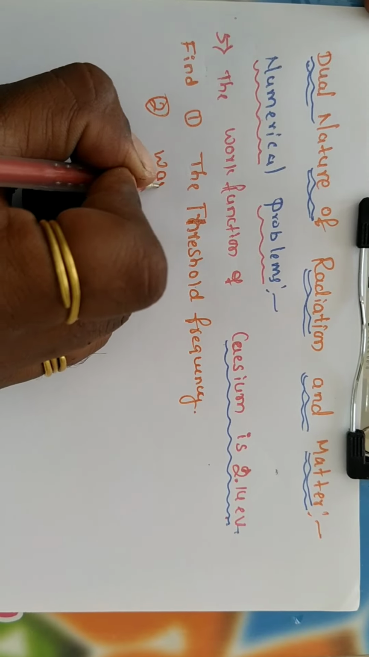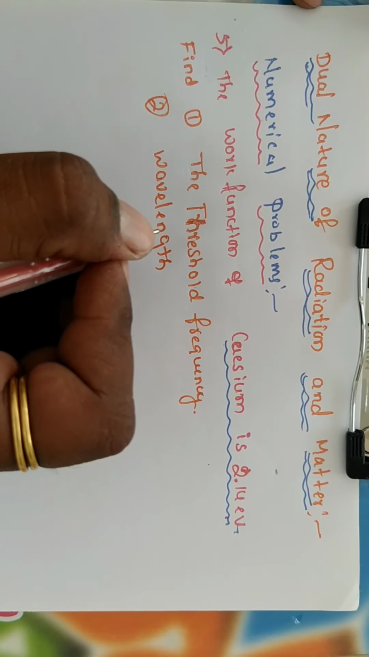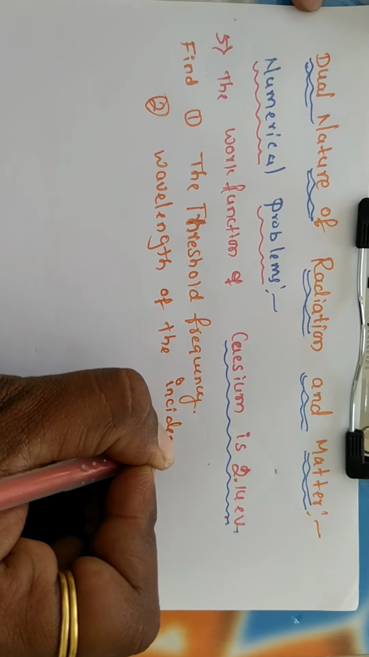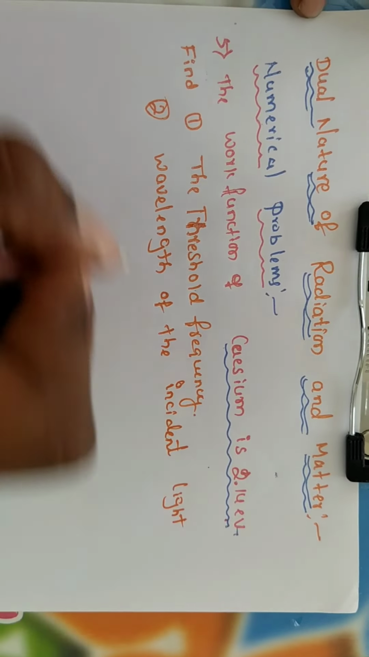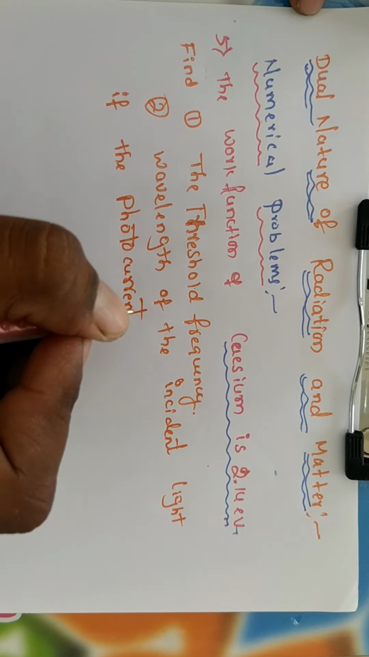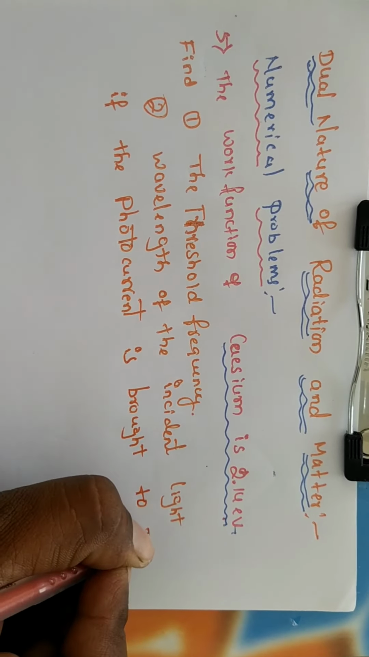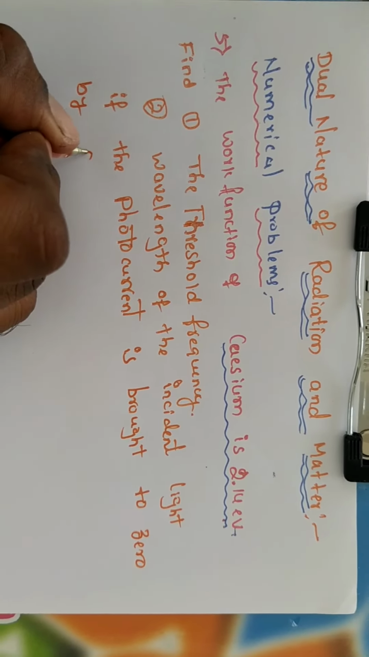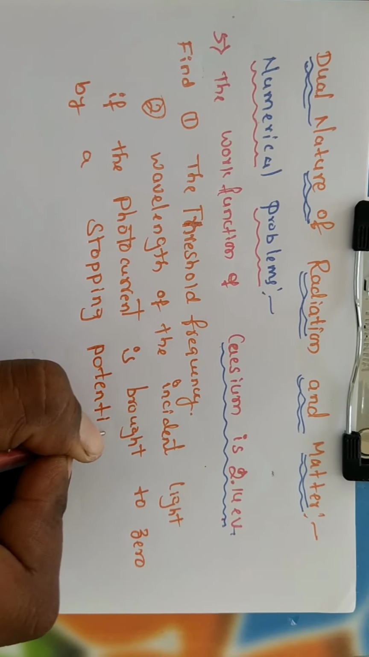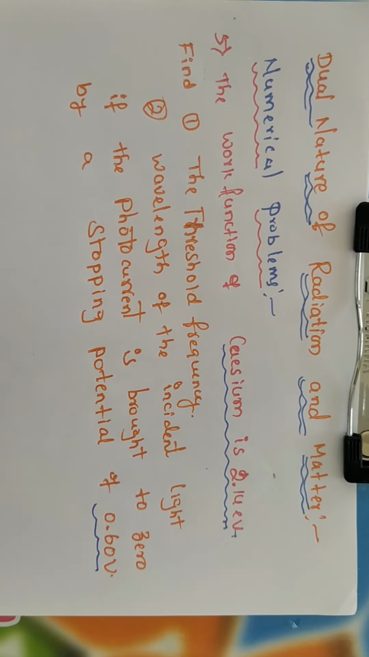Second one, wavelength of the incident light if the photocurrent is brought to 0 by a stopping potential of 0.60 volt. Okay, write down the given data, given values.